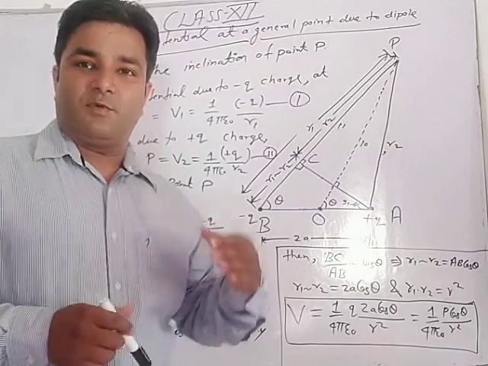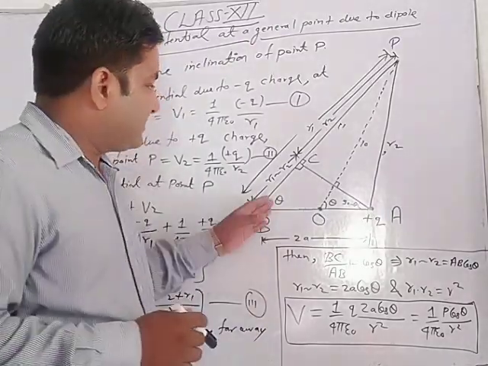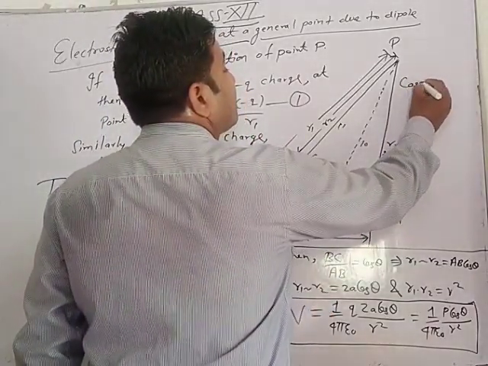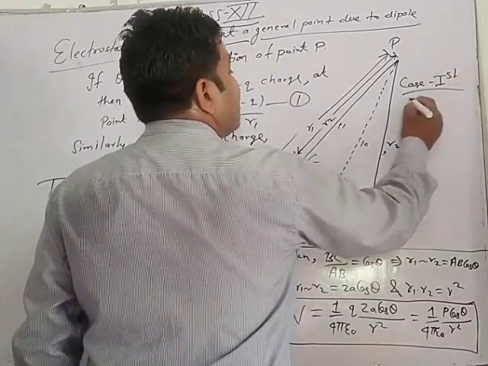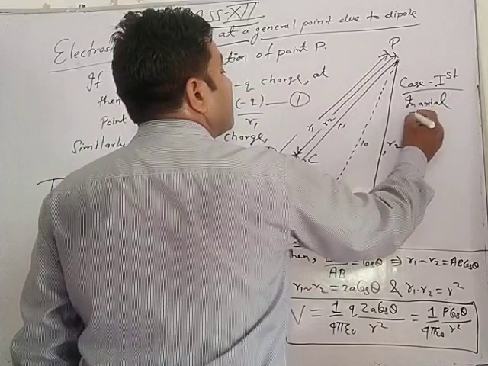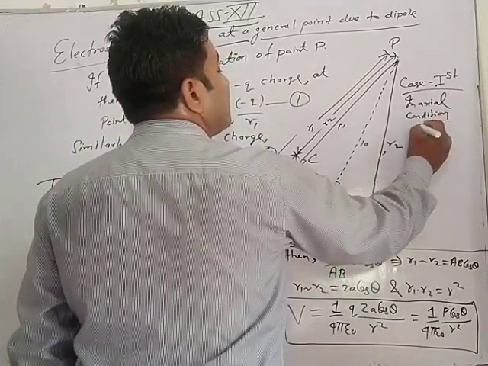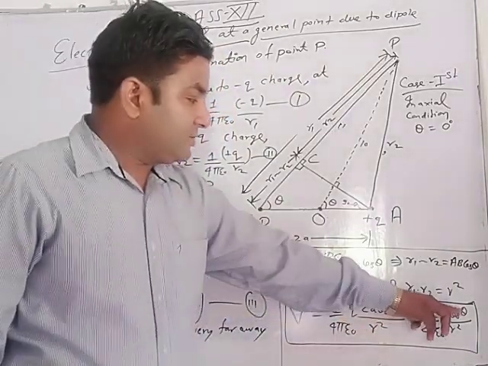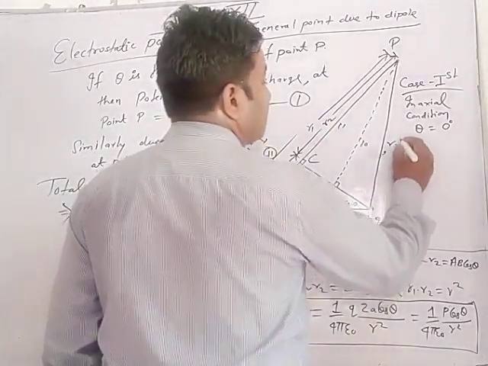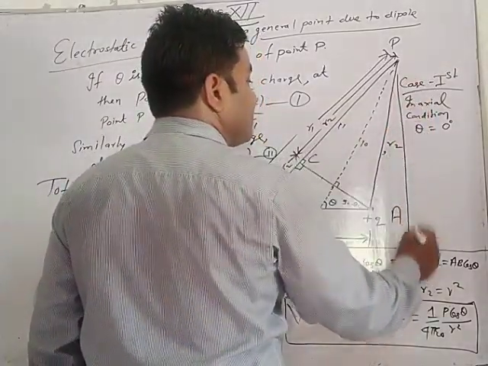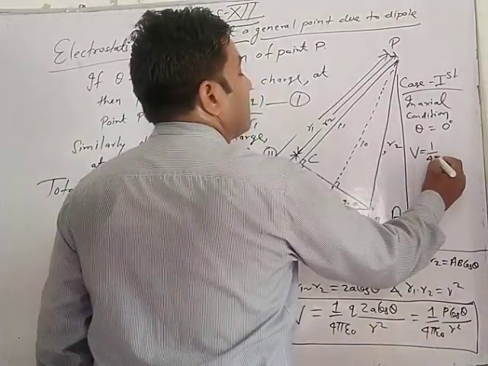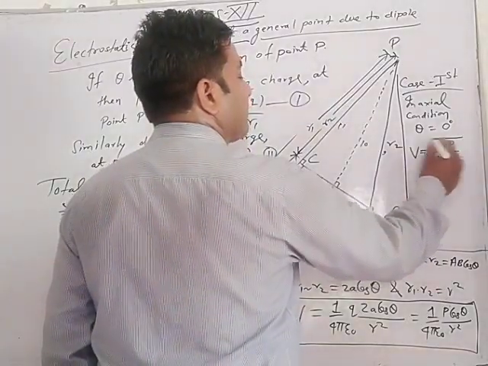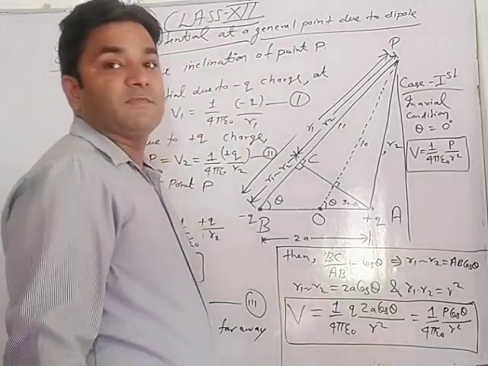And one, that is the potential in axial condition. In axial condition, this theta will be what? 0 degree. Let's see. Case first: in axial condition, theta is equal to 0 degree. And whenever theta is equal to 0 degree, then cos 0 means 1. Then potential V is equal to, very simple case, V is equal to 1 upon 4 pi epsilon naught, P upon R square. This is the formula. Clear?